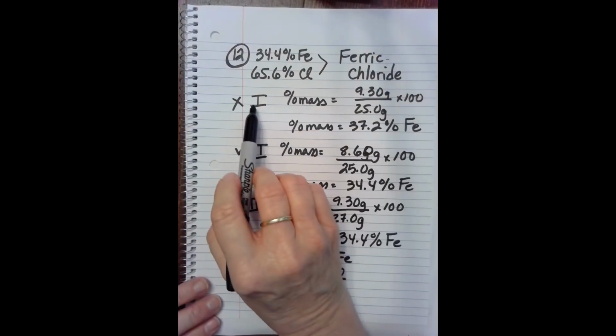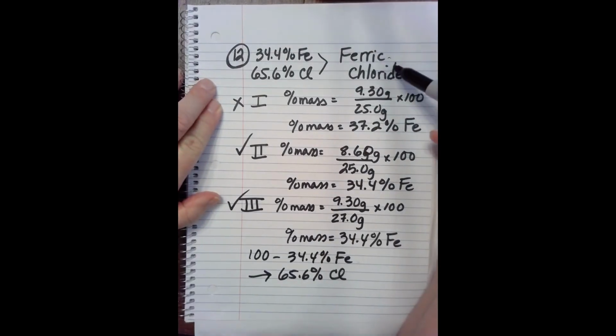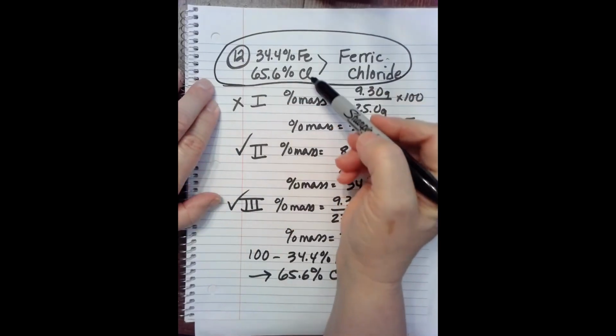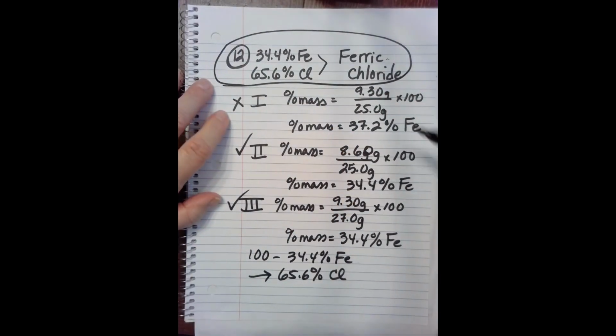So compound 1 cannot possibly be ferric chloride, because all ferric chloride has this composition, no matter the sample size. We can eliminate this one because it had the wrong amount of iron in it, and we would also have the wrong amount of chlorine in it.